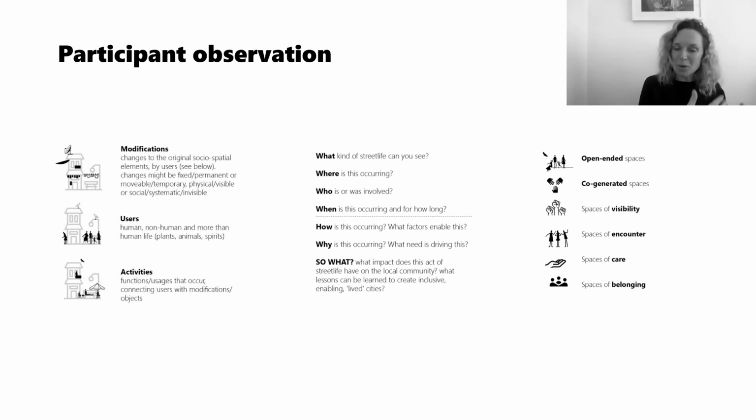And so what? What principles about really great lived streets, community-led practices, what can we learn from all of this study? Are we learning how to create open-ended spaces that can be used by diverse people at diverse times for diverse purposes? Co-generated spaces that can be appropriated by people, spaces of visibility for social struggles, spaces where people can interact, encounter, spaces where we can care and regenerate and rejuvenate, spaces where we belong, where we feel connected.